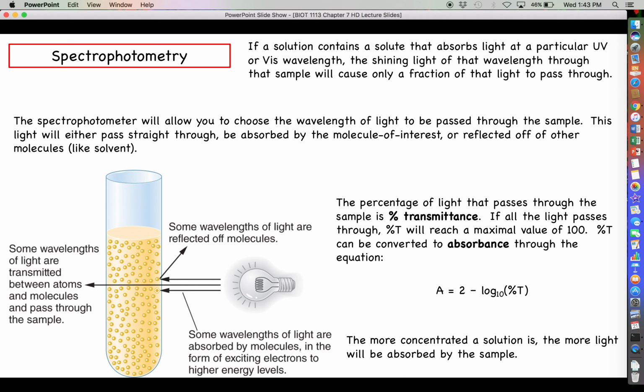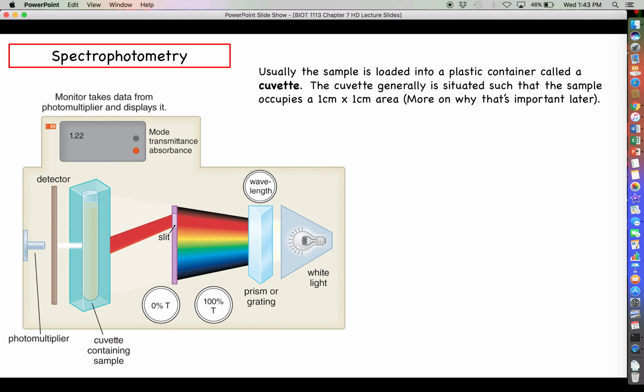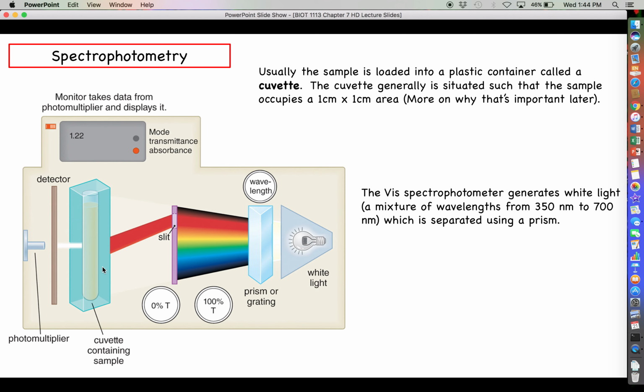So practically speaking, samples are loaded into a plastic container called a cuvette. It's very small. It's maybe about half the size of your finger. So the cuvette is just a little plastic container that looks like a big rectangle. Generally speaking, it is situated such that the bottom of the cuvette occupies a 1 centimeter by 1 centimeter area. And why that 1 centimeter figure is important is something that we'll talk about later on when we talk about the Beer-Lambert law. But basically, just for practical purposes, your sample is going to be loaded into this little plastic container here, and that's called a cuvette.